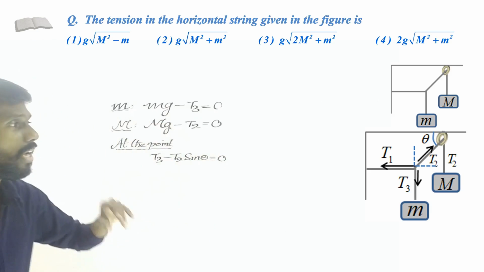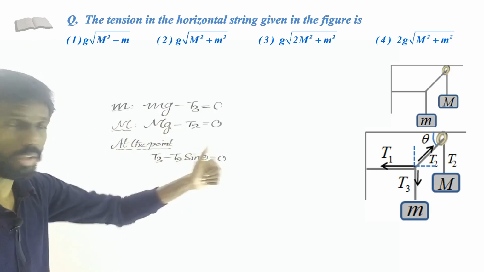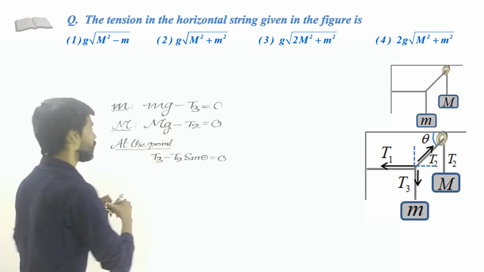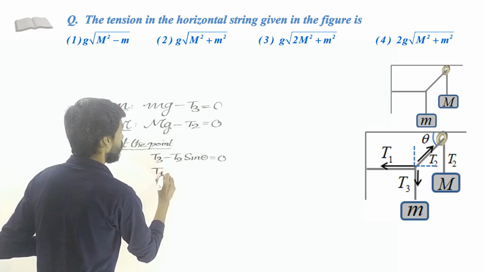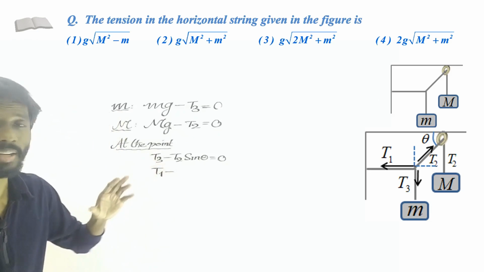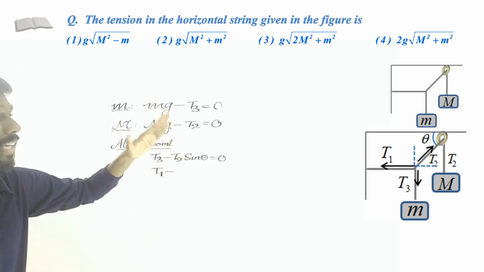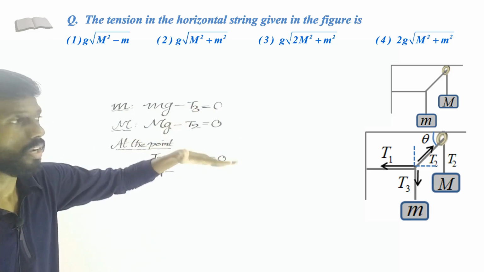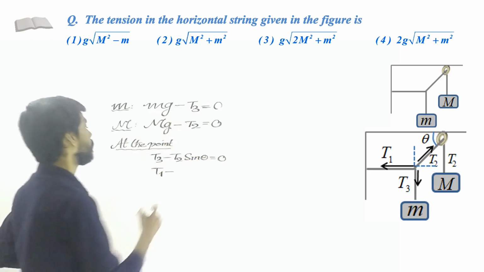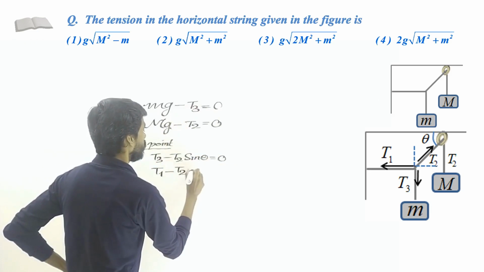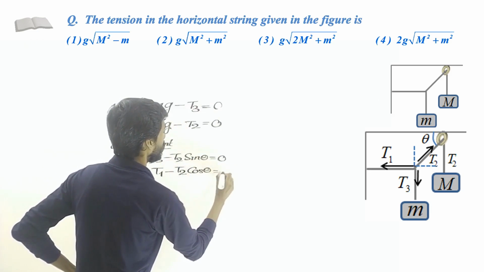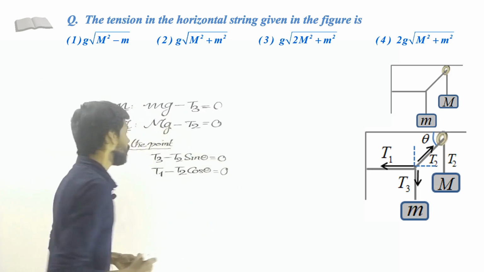Similarly, in the horizontal direction, we have T1 in this direction. If you take this direction positive, T1 minus the component of T2 in the horizontal direction. T2 makes angle theta only, alternate angle theta with the horizontal, so T2 cos theta equals 0. Yes, now that's all.